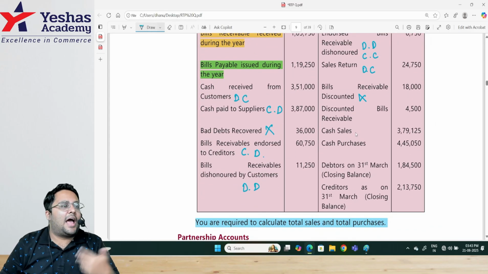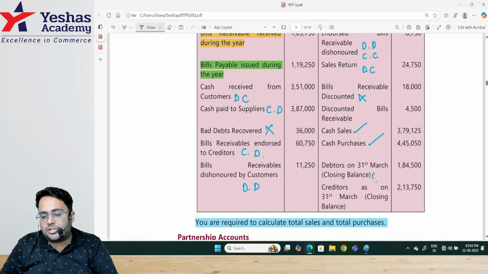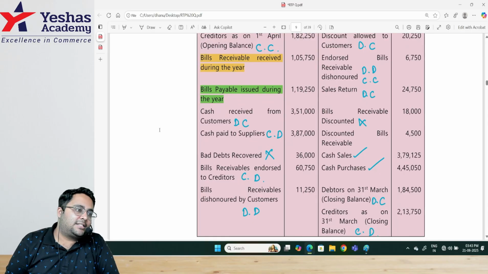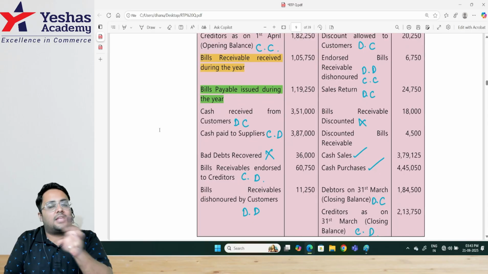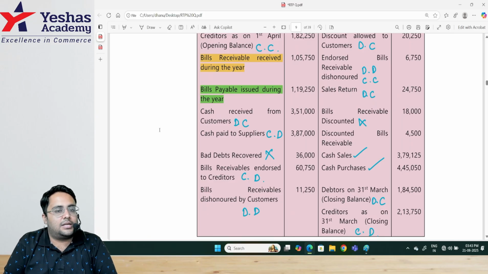Cash sales. Cash to sales, you will add to total sales. Cash purchases. Purchases to cash, you will add to total purchases. Debtors as on 31st March, debtor account credit side. Creditors as on 31st March, creditor account debit side. You will get your balancing figure, credit sale, credit purchase. Add cash sale, cash purchase, you will get total sale and total purchase. Is that clear?